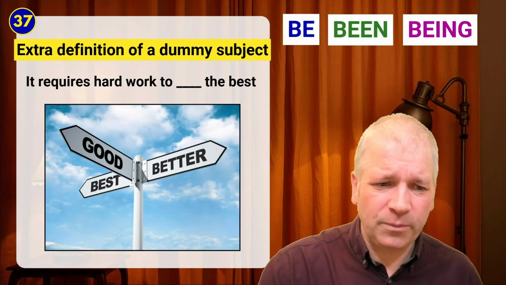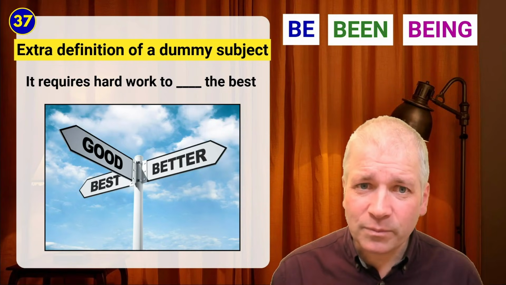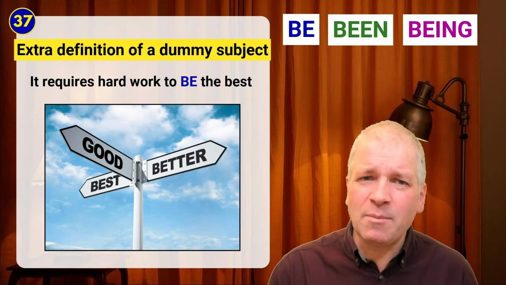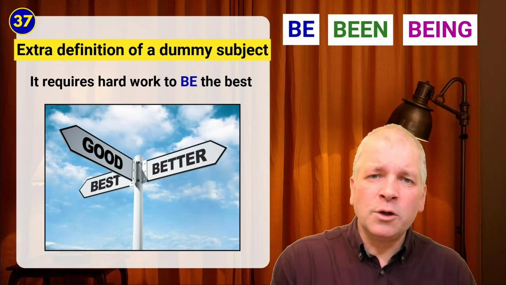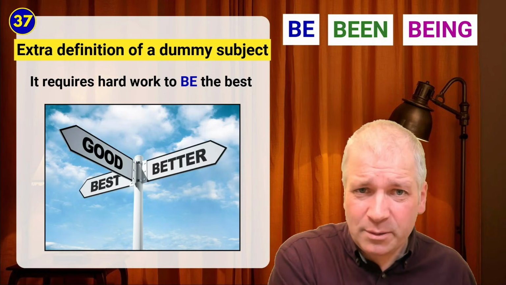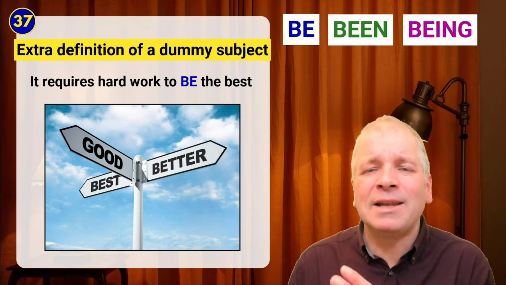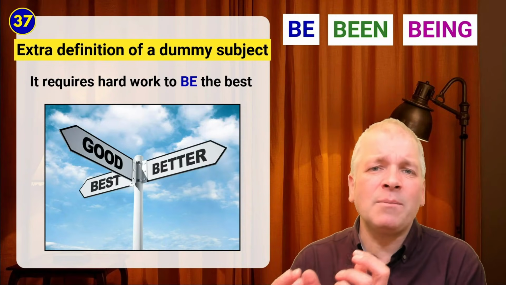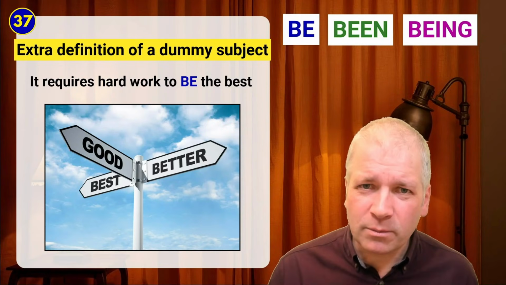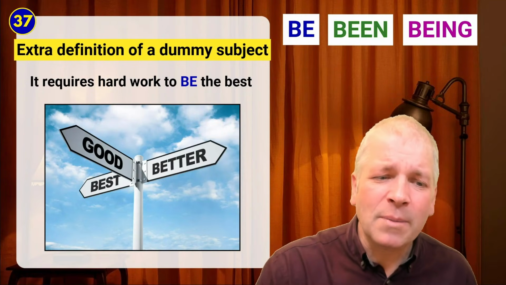Here's a slightly different structure. It requires hard work to something the best. We fill the gap with be again. What do we mean here, though? It is a dummy subject. It is a word we often use when the subject comes either before the sentence, in which case it's a referring device to the sentence before, or when it refers to something that comes later in the same sentence, and that's when it's the dummy subject. It requires hard work to be the best. What it really means is to be the best requires hard work. It means the same as what we've just seen, but it's in a slightly different order.